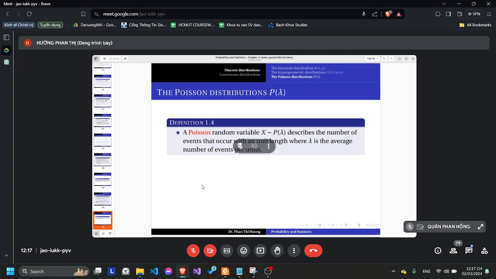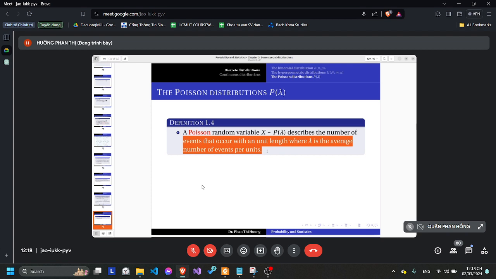We define the Poisson distribution as the random variable S denoted by P(lambda), where lambda is the unique parameter in this distribution. It describes the number of events that occur within a unit length or unit space, where lambda is the average number per unit.